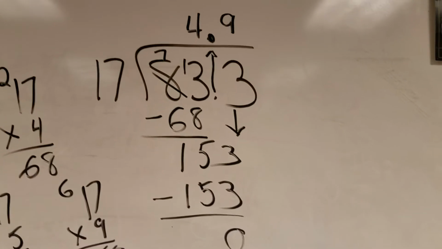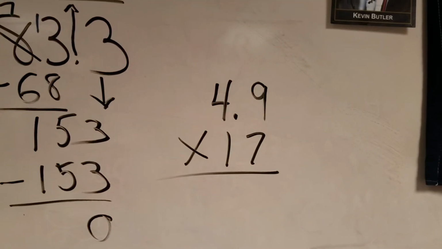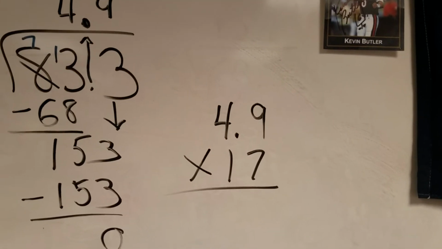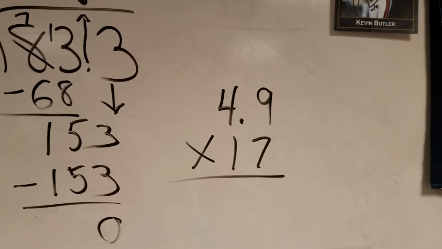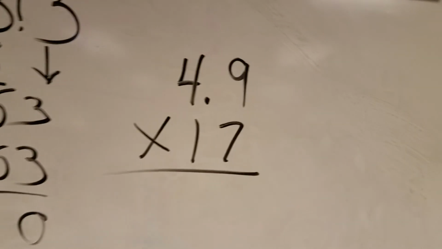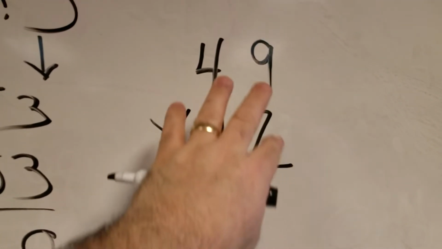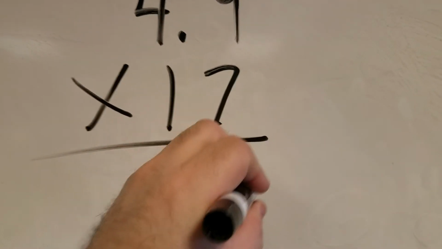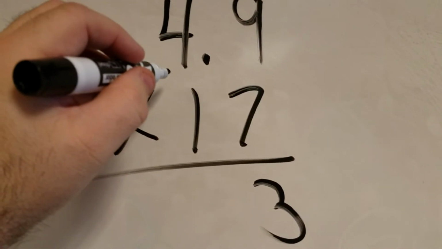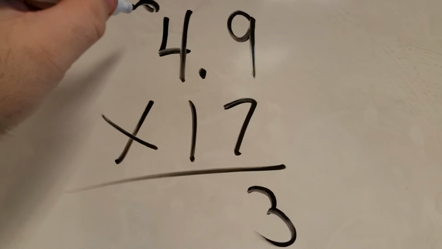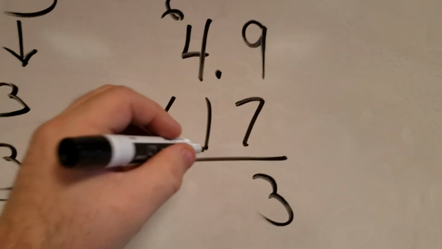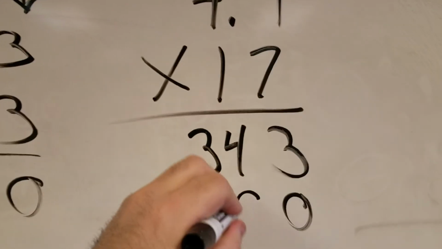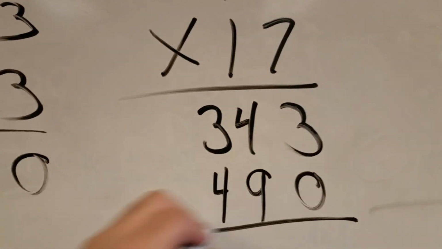But let's check it. Now we take our answer, our quotient, 4.9, and we multiply it by the divisor, which is 17. And remember, we do this like a regular math problem. I'm not going to worry about the decimal yet. 9 times 7 is 63. 7 times 4 is 28. Plus 6, 34. Put on our placeholder. 9 times 1 is 9. 4 times 1 is 4. Add them up.